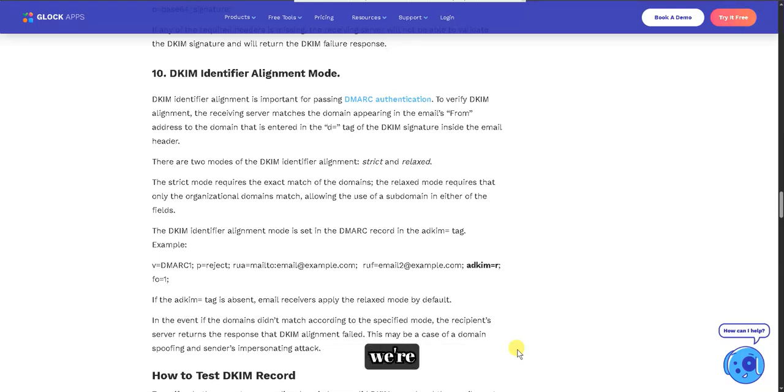Hello everybody. Today we're going to talk about how to fix DKIM alignment failed.